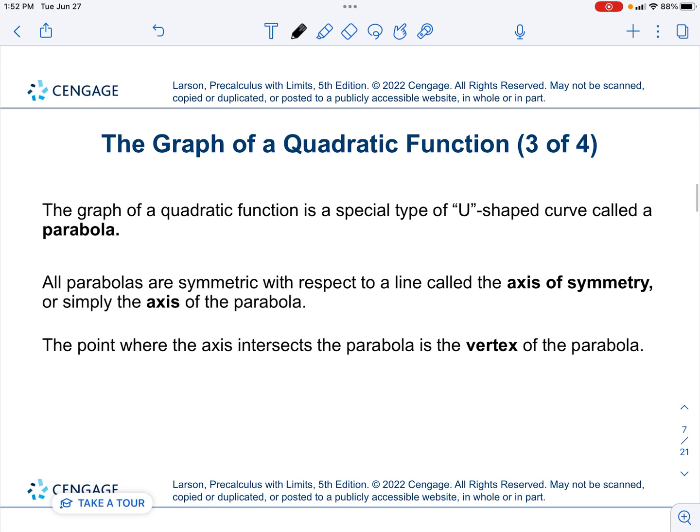So it's going to be a special graph. We're going to call it a parabola. It's a U shape. There is an axis of symmetry vertically right down the middle of these. And we'll be looking specifically at a point on the parabola, the vertex, which is going to be right at the turning point.